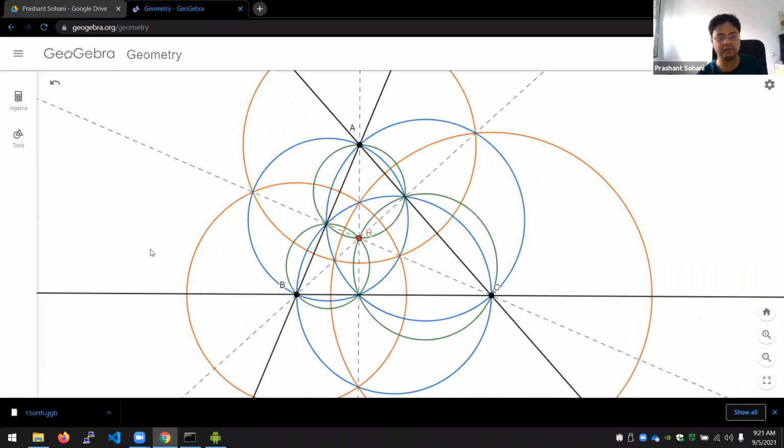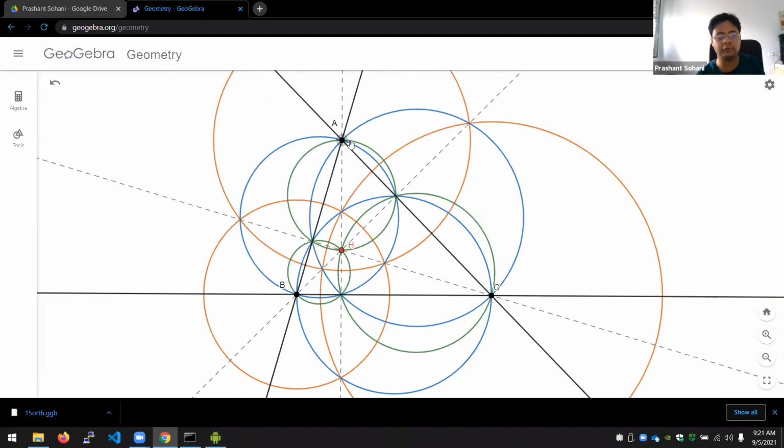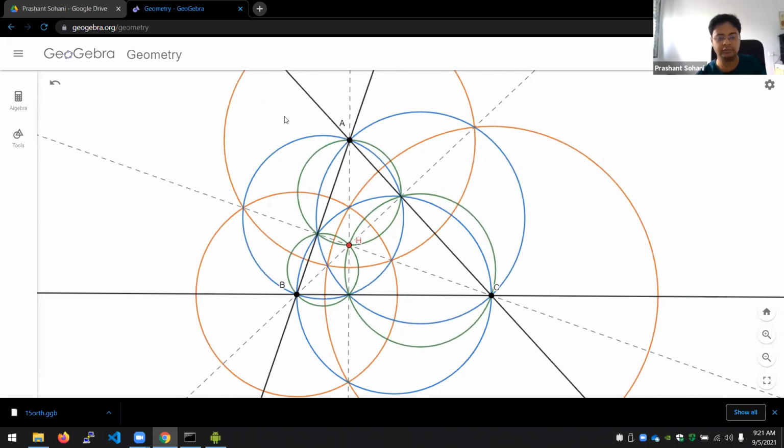So that is something interesting that you can try and explore on your own. In fact, in this diagram, I have not even drawn the 9-point circle and circumcircle. There are further connections with that also. It turns out that this orthocenter, H. Firstly, if you notice, let's take the orange circles for example. For all the orange circles, the pairwise chords are the altitudes of the triangle, these dotted lines, and they are concurrent at H.